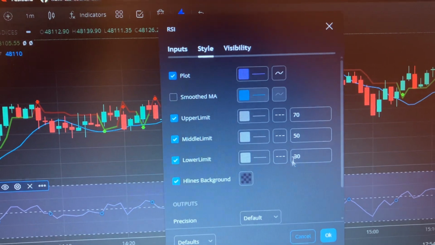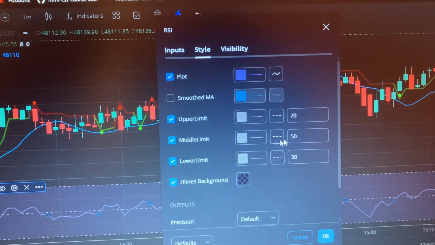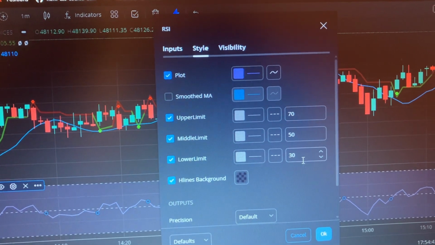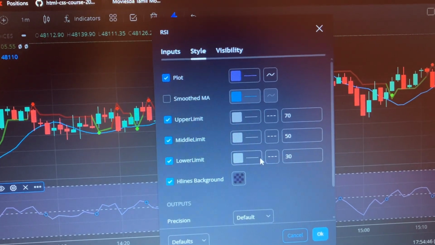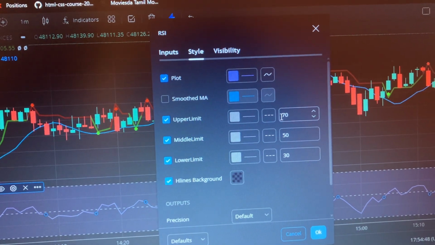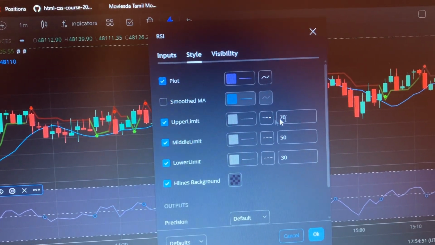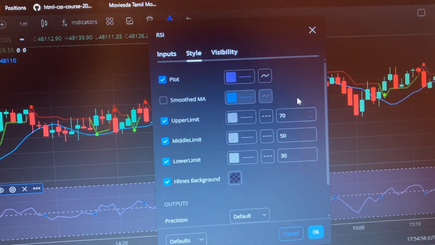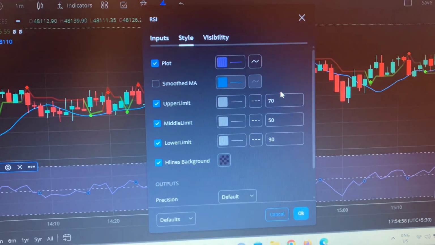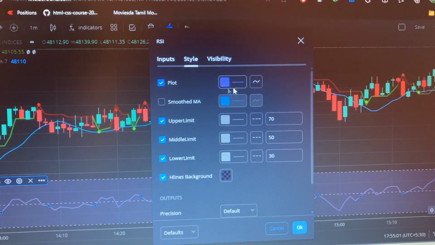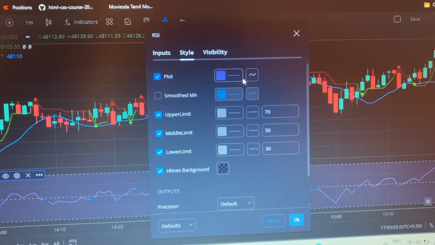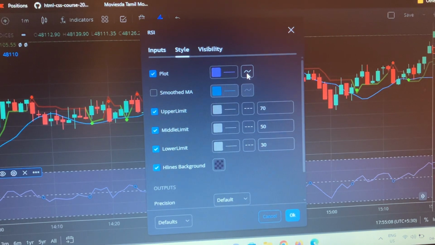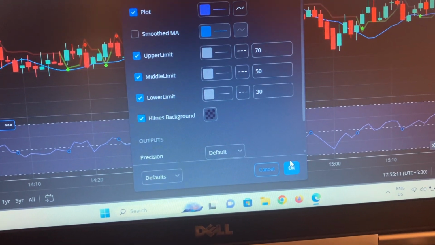The lower limit I have used as 30, middle limit as 50, upper limit as 70, because below 30 for sure there are chances to go up, and if it crosses or reaches more than 70, for sure it has to come down as well. These are the two things you have to remember in RSI, and then you can use any kind of patterns that you are interested in. For me the line would be the easiest way to understand. Then click on OK.